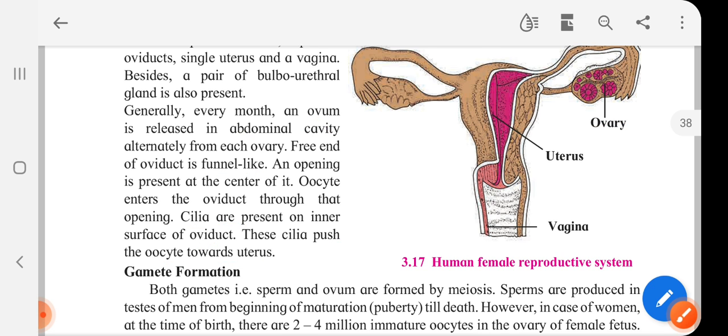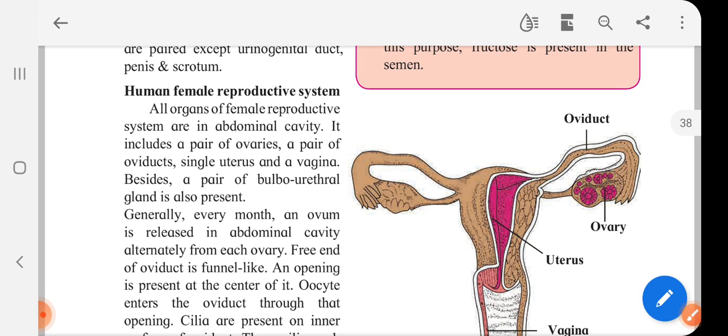So in the oviduct there are cilia. Cilia have finger-like projections. They push the ovum or the oocyte towards the uterus.